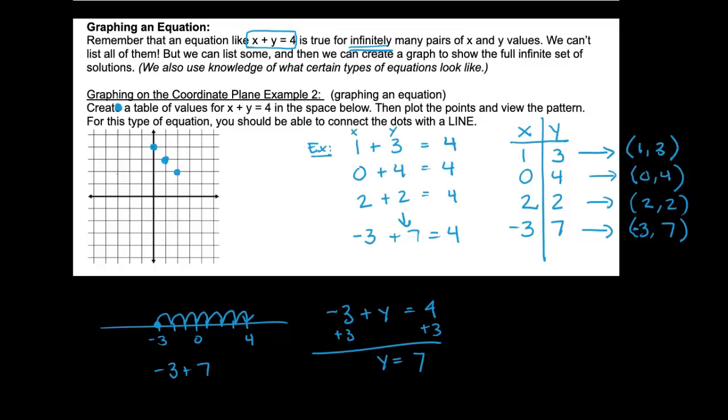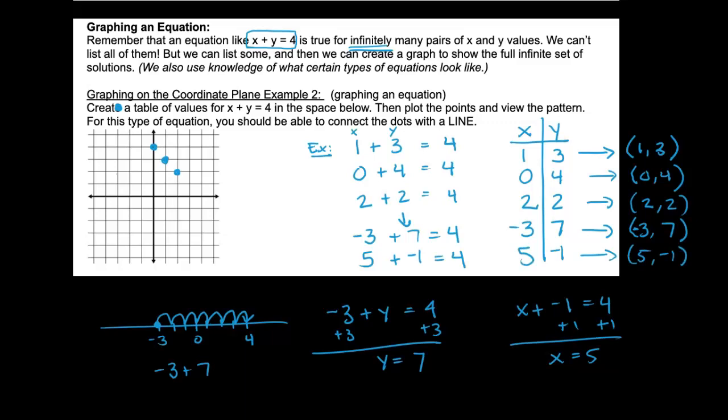Let's see what happens if maybe I make y negative. Maybe I make y, I don't know, -1. What number would I have to make x so that I add -1 and I end up getting 4? Well, let's solve that. So x plus -1 equals 4. You could add 1 to both sides. X would have to be 5. So 5 plus -1 is 4. So 5 comma -1, that could be another coordinate. So I go to the right 5 and then up, or I'm sorry, down 1.